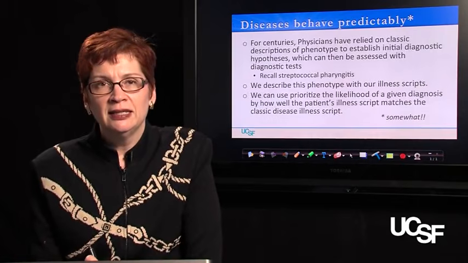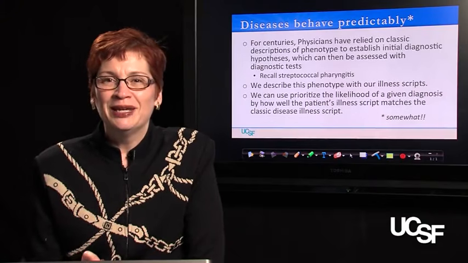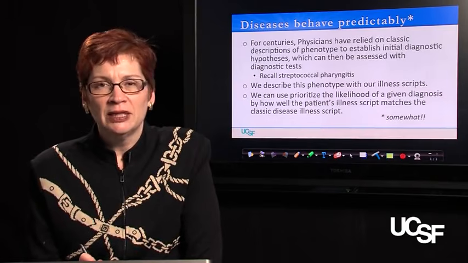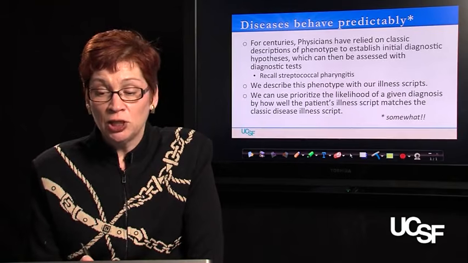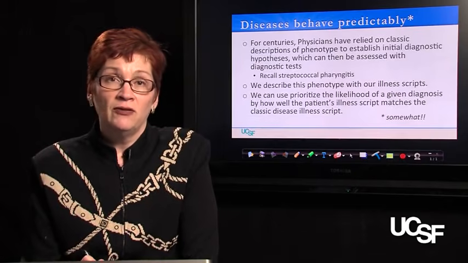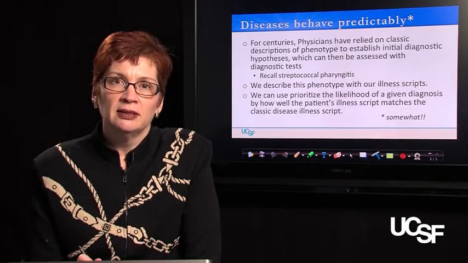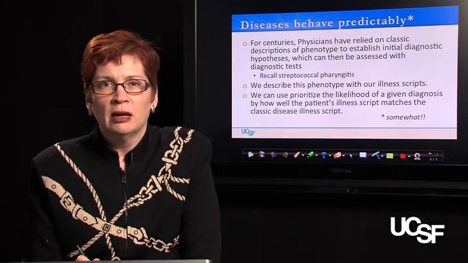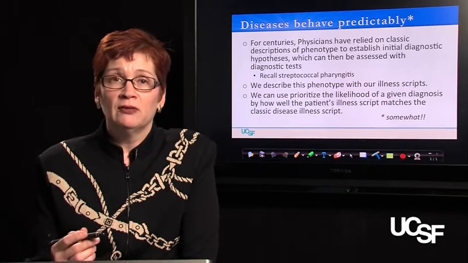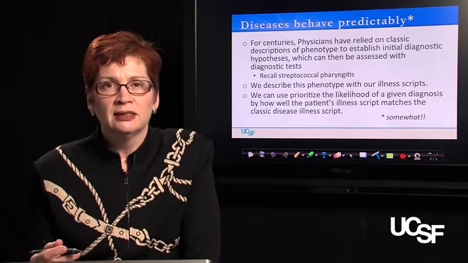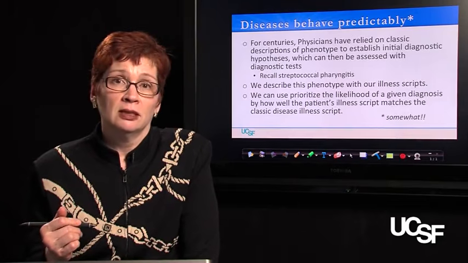And we can do this because diseases, thankfully, behave somewhat predictably. And I'm going to say somewhat predictably because every patient with a disease presents a little bit differently, but in general there are uniform expressions of disease. And physicians have relied on classic descriptions of phenotype, that is the way disease presents to the outside world, to establish an initial diagnostic hypothesis. And then we can assess those diagnostic hypotheses with specific diagnostic tests. Recall streptococcal pharyngitis. We know what it looks like from a symptom perspective, and then we can follow that up with a test to confirm that it is streptococcal pharyngitis if we need that test to manage our uncertainty.